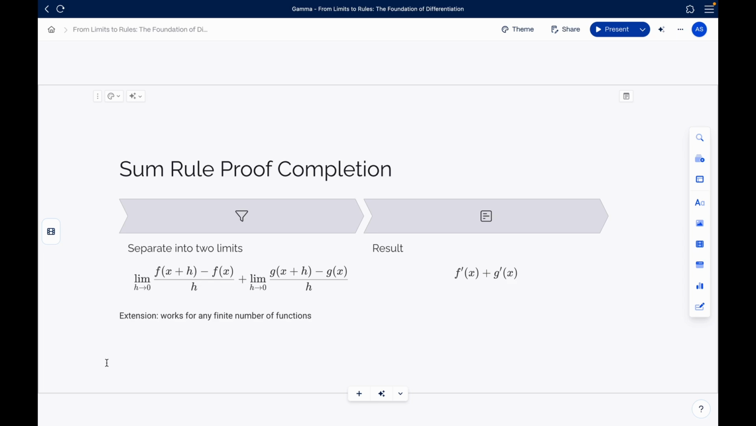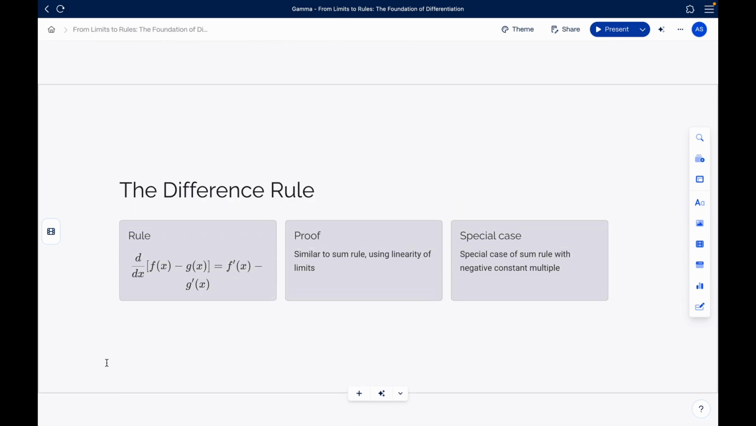And for subtraction, we have the difference rule, with the proof pretty much the same as the sum rule using linearity of limits, and the only difference really is that it's negative. What we can do is f of x plus negative g of x, so that essentially becomes what we can substitute into the sum rule proof, and there you have it. And since it's pretty much just a special case of the sum rule, we can use it for any finite number of functions.